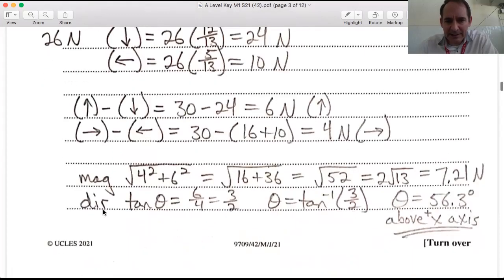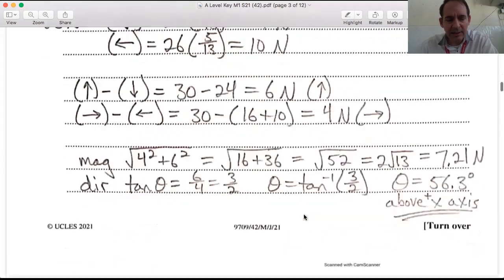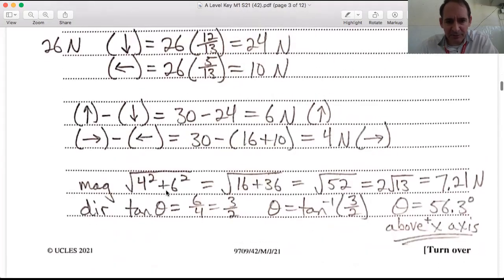So we want both magnitude and direction. With magnitude, we just basically find the hypotenuse. We have a resultant of 4 to the right and 6 up. So using the distance formula here, or the Pythagorean theorem, a squared plus b squared equals c squared. So our 4 squared plus 6 squared, 16 plus 36, is 52. The square root of that is 2√13, which you could put, or put the decimal form. 7.21 newtons is the magnitude.